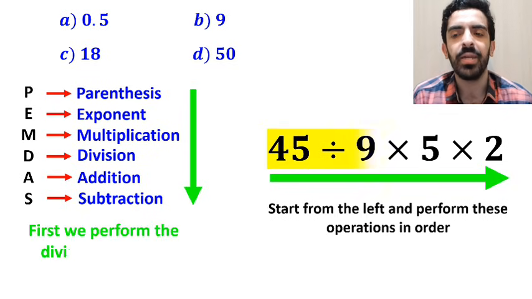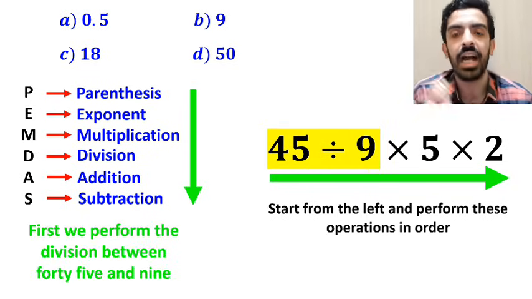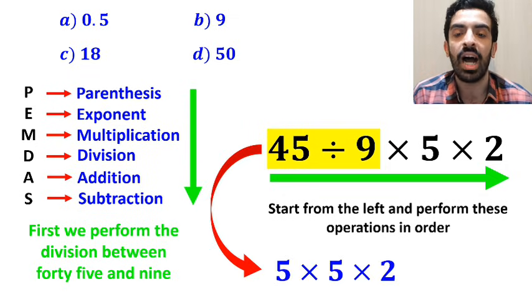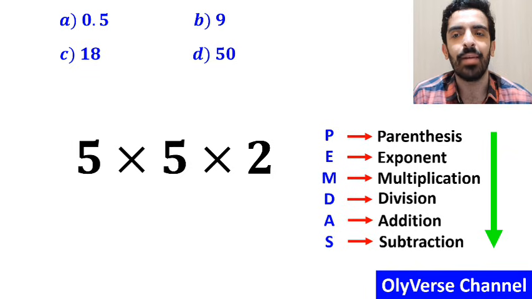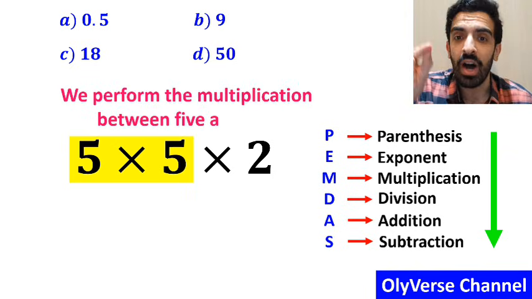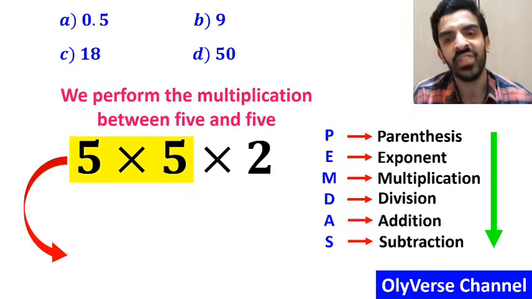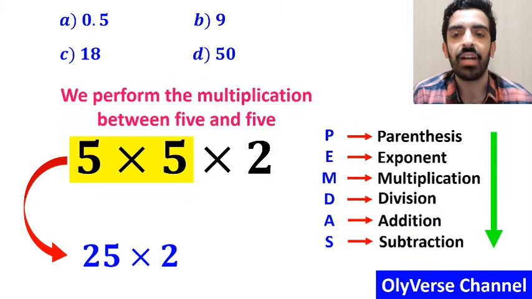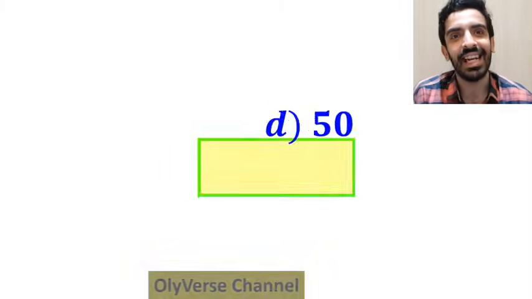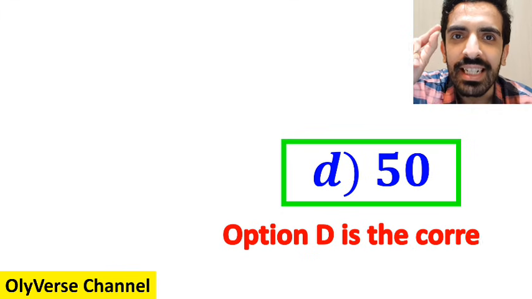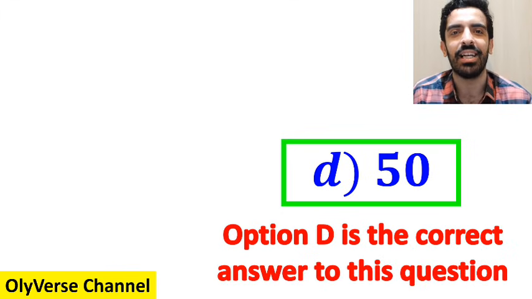So, first we perform the division between 45 and 9, which simplified this expression to 5 multiplied by 5 and again multiplied by 2. And the next step, we perform the multiplication between 5 and 5. And instead of this expression, we can write 25 times 2, which finally gives us the answer 50. That's great. Option D is the correct answer to this question.